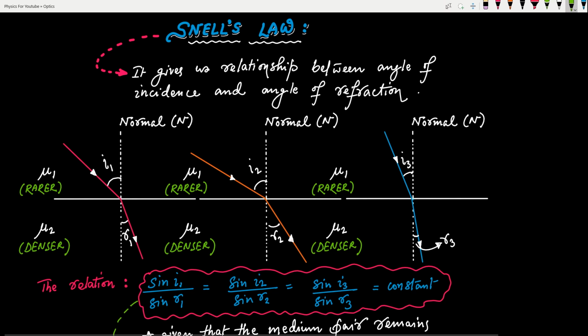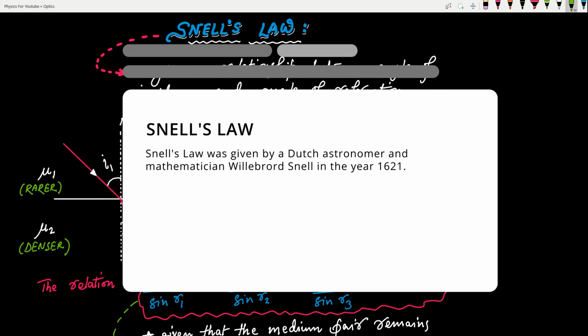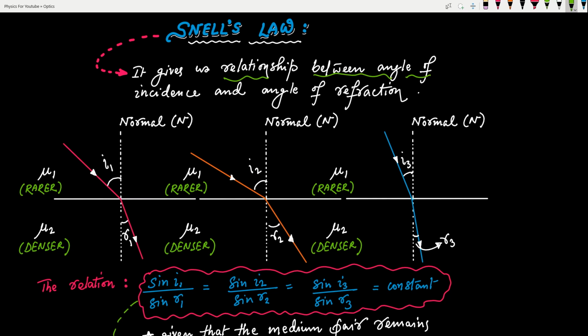Now we'll be looking into the concept of Snell's law. Snell's law was given by a Dutch astronomer and mathematician, whose actual name was Willebrord Snell, in the year 1621. His law gives us a relationship between the angle of incidence and the angle of refraction. This is what his law actually suggests.